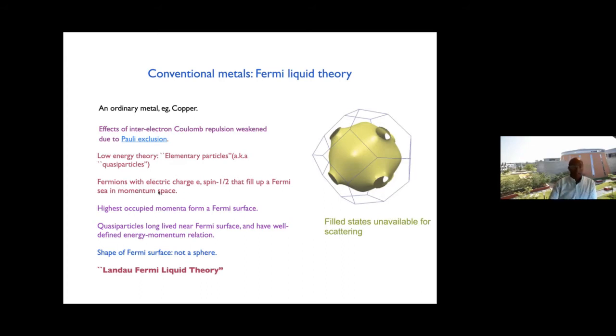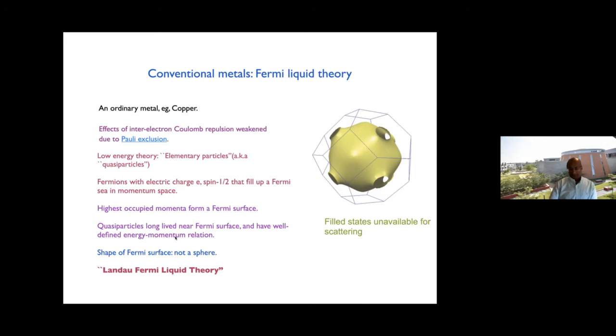And so these low energy quasi-particles are fermions with electric charge e and spin half that fill up a Fermi sea in momentum space. And the highest occupied momenta form a Fermi surface, like in copper, and the quasi-particles are long-lived near the Fermi surface. They scatter only weakly off each other and have a well-defined energy momentum relation.